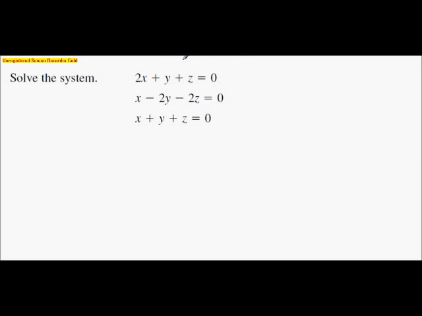Alright, so this is the last video on solving systems of linear equations with three variables. It's also the last video of the unit, so that's good. Let's go ahead and do another example.